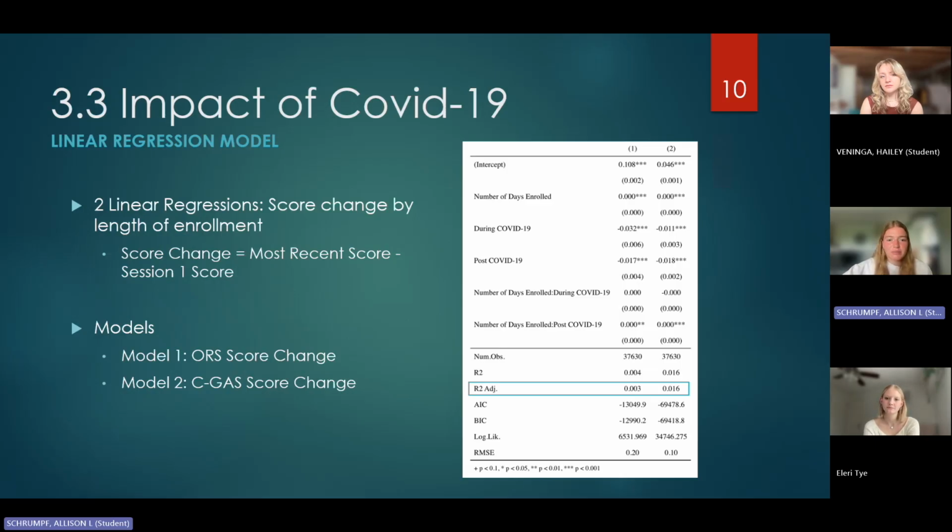And from the interaction terms, there is a small relationship between number of days enrolled and the COVID classification. So it isn't necessarily correct to say that people during COVID would have a longer stay or vice versa. From this model overall, the R-squared adjusted value is 0.003 for the ORS score change, and 0.016 for the CGAS score change, which is a very low R-squared value, saying that both of these models aren't accounting for much of the variability in the score change.